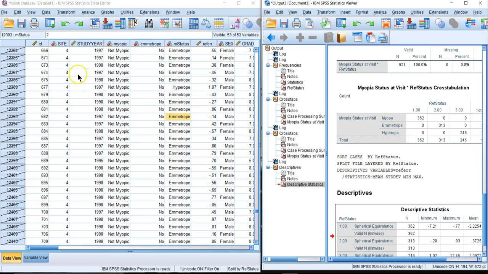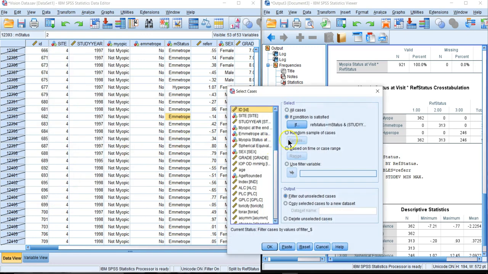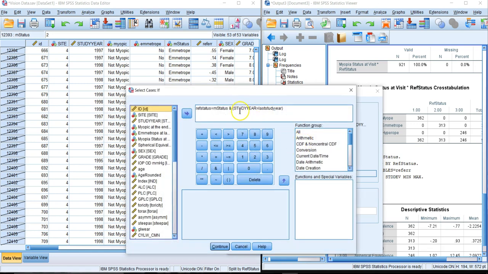In this video, we're going to talk about looking at the characteristics of distributions. We have our vision data, and we have selected cases where the refractive status at the end of the study equals the myopic status at each visit. So we're looking at myopes when they were myopic and emmetropes when they're emmetropic. Also, we have looked at the last visit that they were in the study. So study year equals last study year.